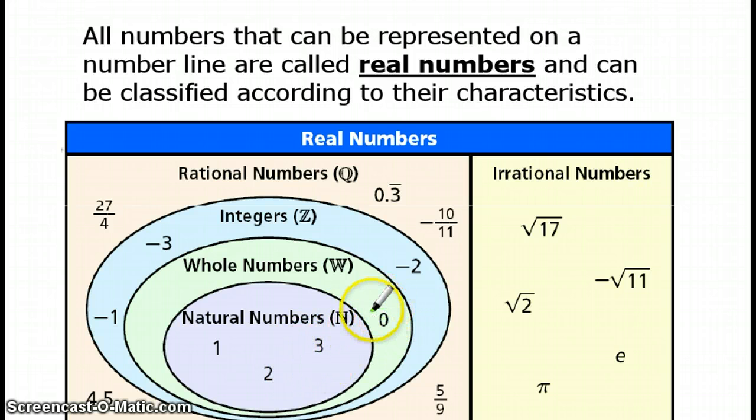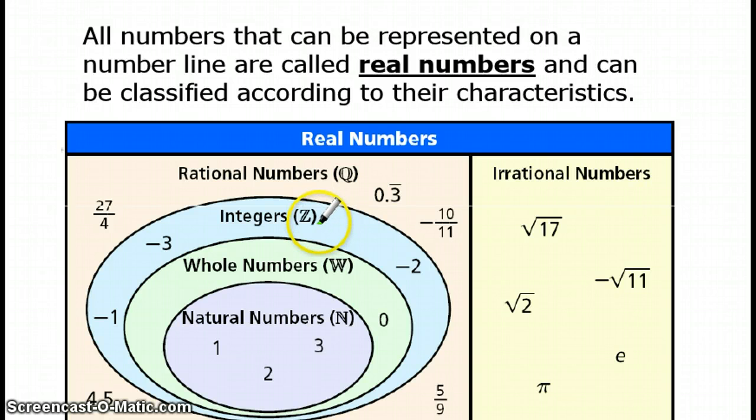0 is considered not natural. It's considered a whole number. The way I like to remember the whole number is the donut hole, 0 hole. And so if I am a 0, I am a whole number, which means I am not a natural number. So 1 is a natural number. It's a whole number. It's an integer. It's a rational number. 0 is a whole number, and it's the only special one that falls into the whole number, but is also an integer.